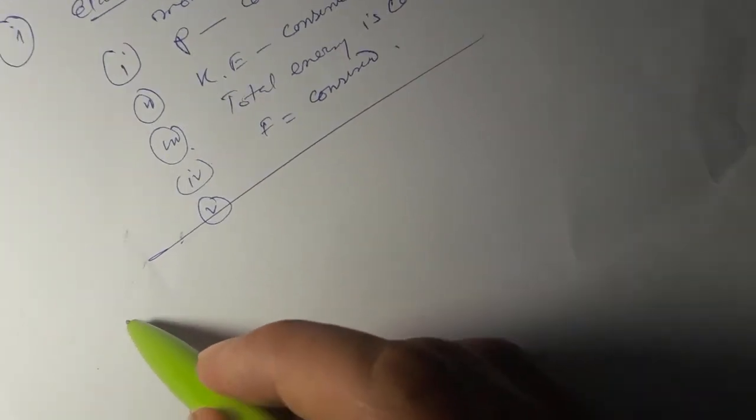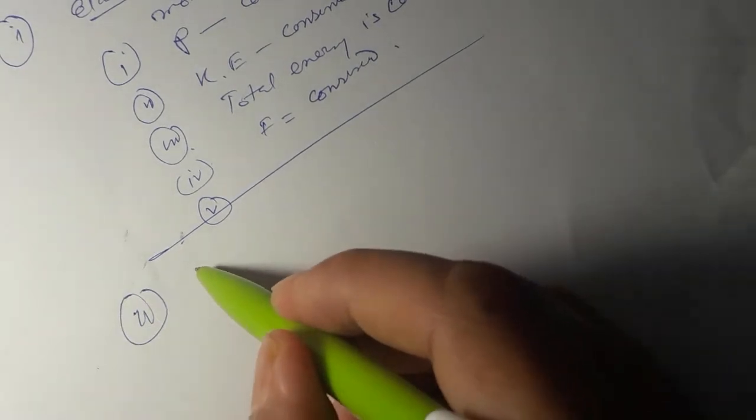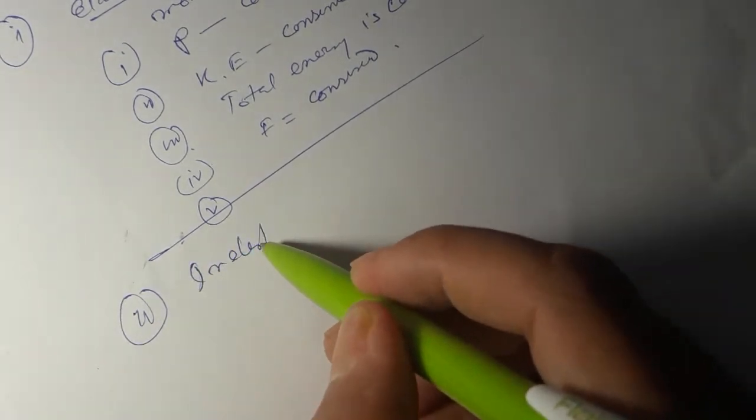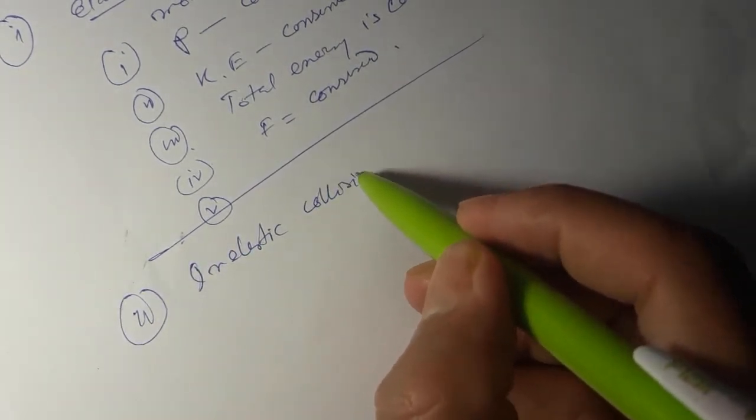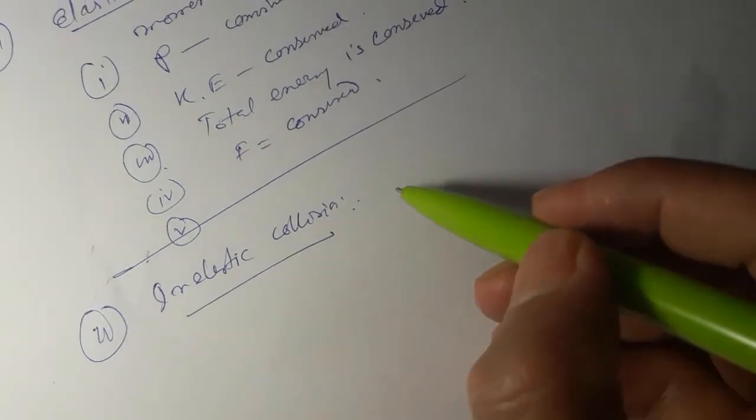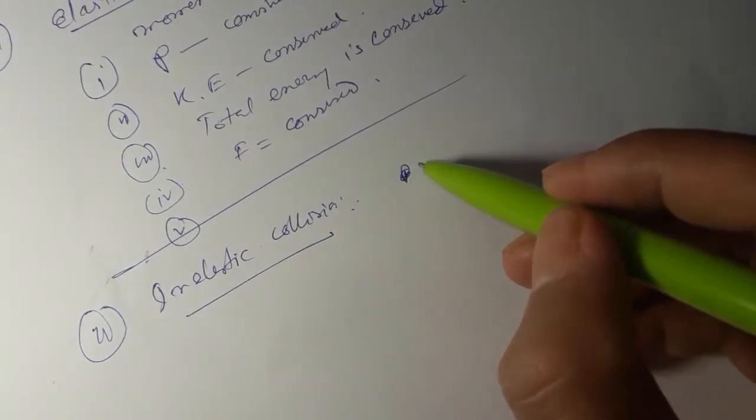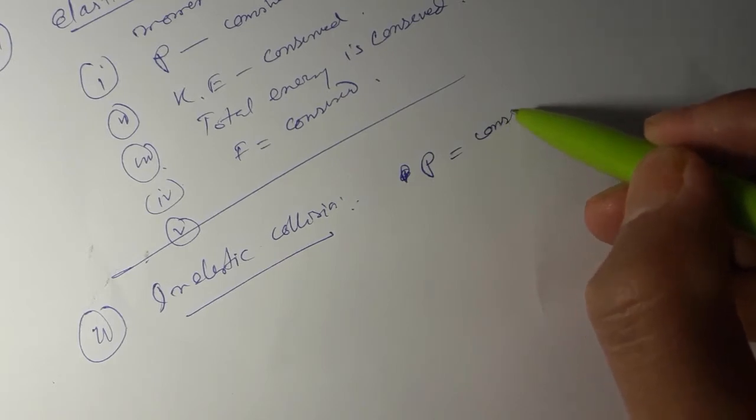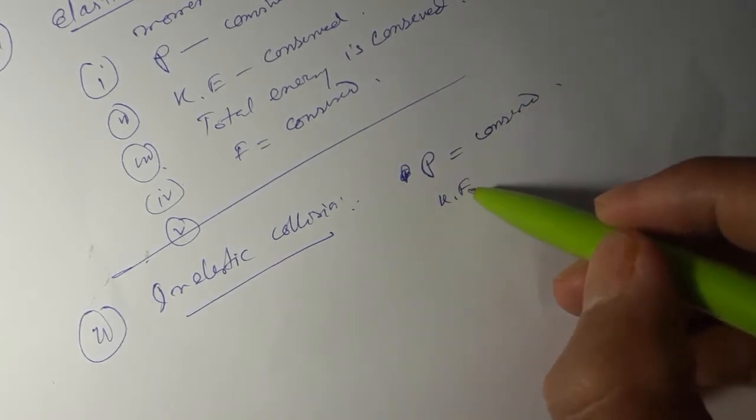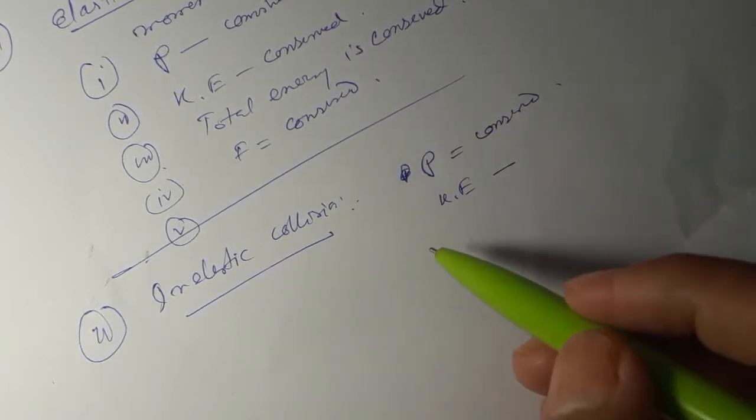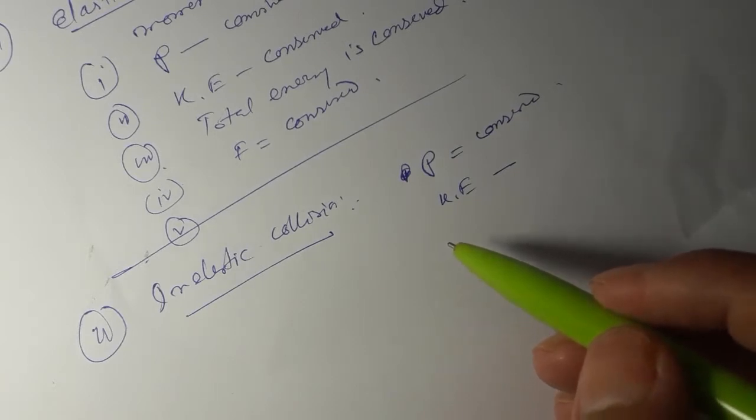In the case of the second one, the inelastic collision, only the momentum is conserved, whereas the kinetic energy is not conserved. So this is the main difference between elastic and inelastic collision.